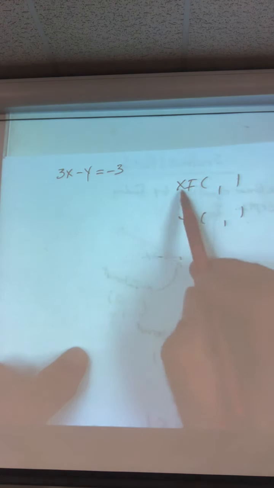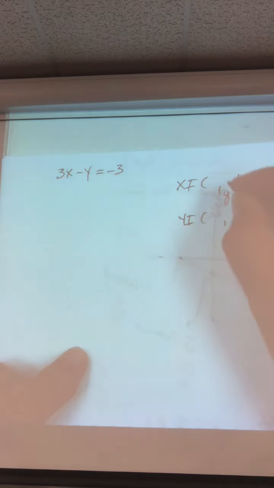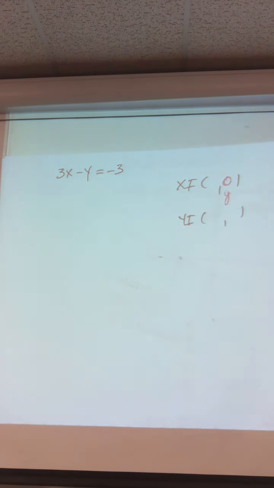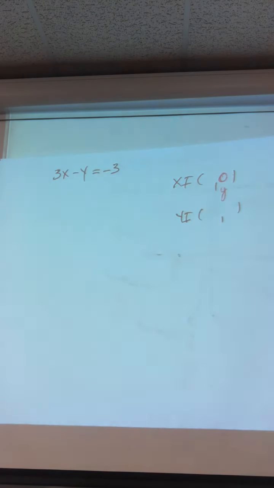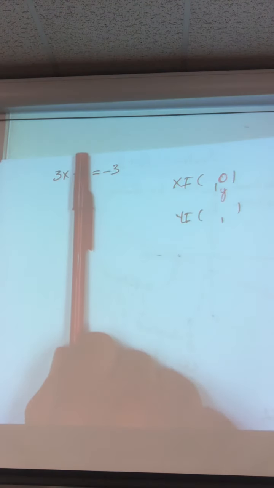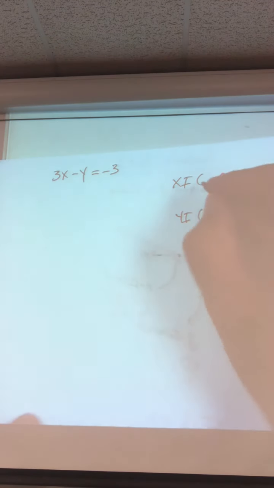All right, so let's see. If I want to find the x-intercept, how do we do that? We let y be 0. Now, you have to remember that. You have to remember to find the x-intercept, this is what you have to do. Okay, if I let y be 0, that goes out. So look at what you're left with. 3x equals -3. Divide both sides by 3. And when you divide both sides by 3, you get -3 over 3, which is -1.